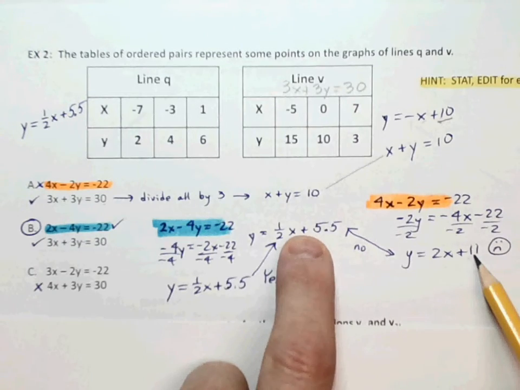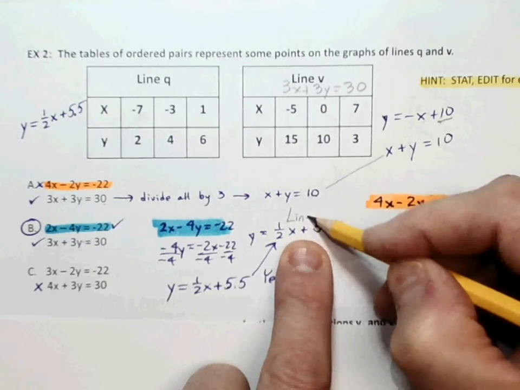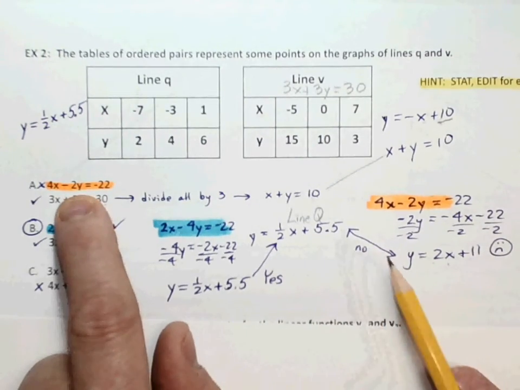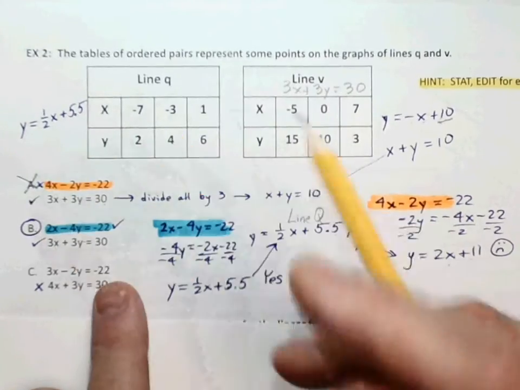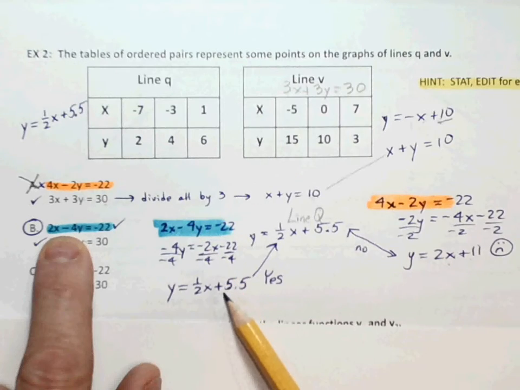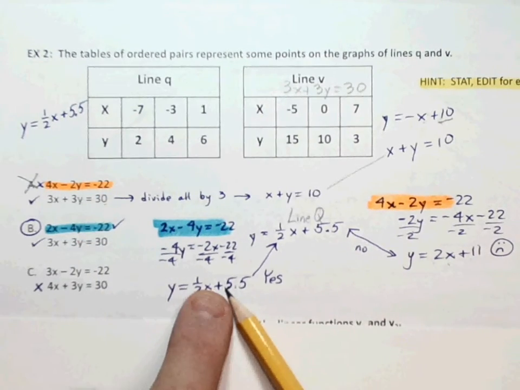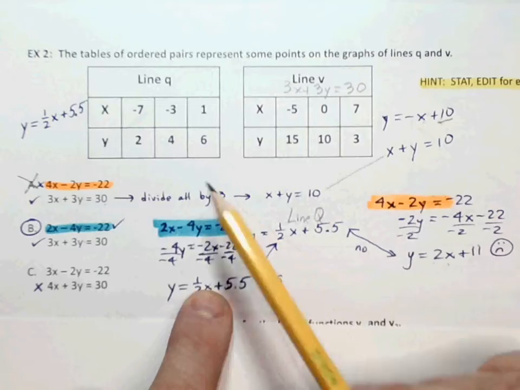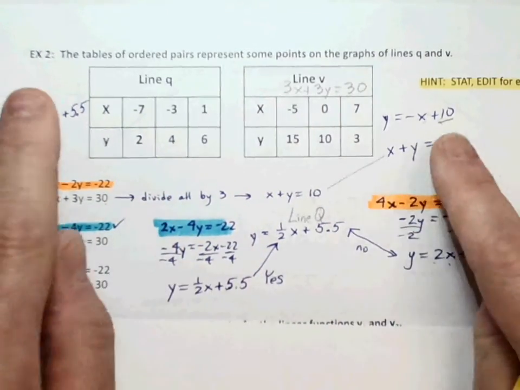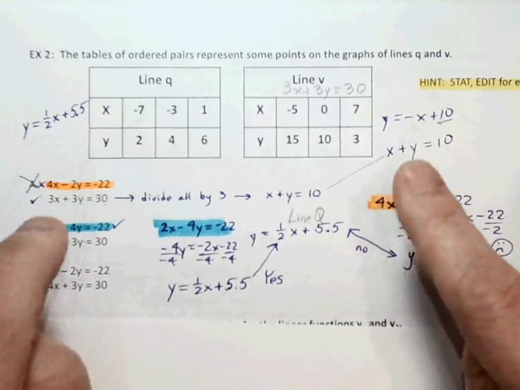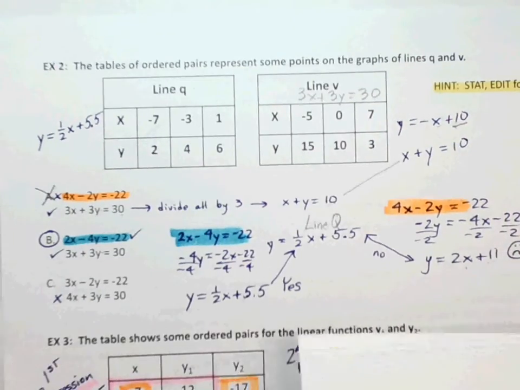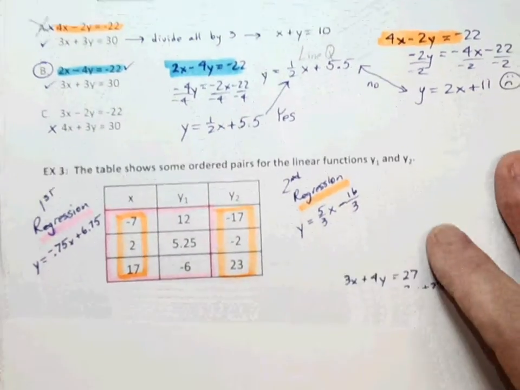So this is line Q from my regression. And this is what I get from this answer choice, and they're not the same. So I'm not going to pick A. So that leaves B. B is the answer, but just checking this one, if I solve this for y, notice what I get. I get the same thing I got from my regression. So basically, it's do a regression to get started, and then solve for y until you can match it up to your regression. Same thing over here in example number 3.